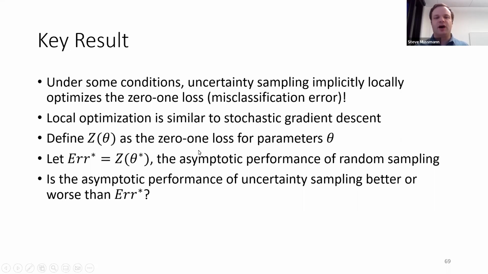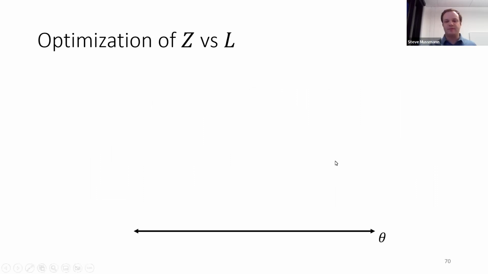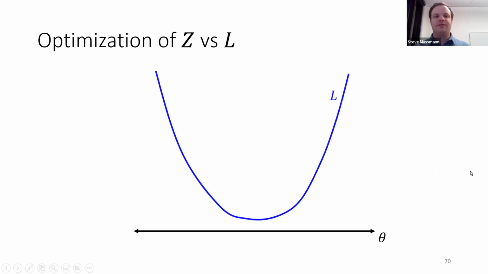If we define Z as the 0-1 loss or misclassification error for parameter theta, then define error star as Z of theta star. Since random sampling converges to theta star, error star will be the asymptotic performance or error of random sampling. So a question we might ask related to the previous slide is: is the asymptotic performance of uncertainty sampling better or worse than error star? This gets down to the difference between optimizing the 0-1 loss Z versus optimizing the convex loss L. In this simplified cartoon, the parameter space is just a 1D line. L is some convex function on this domain with a unique local minima, which we call theta star.